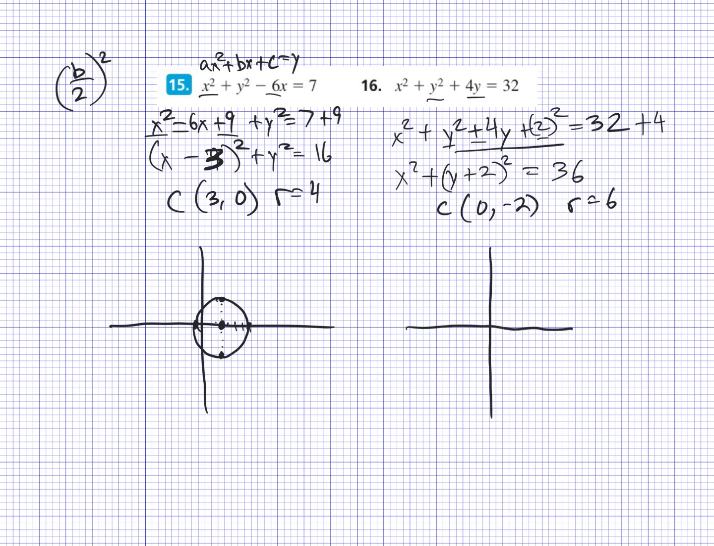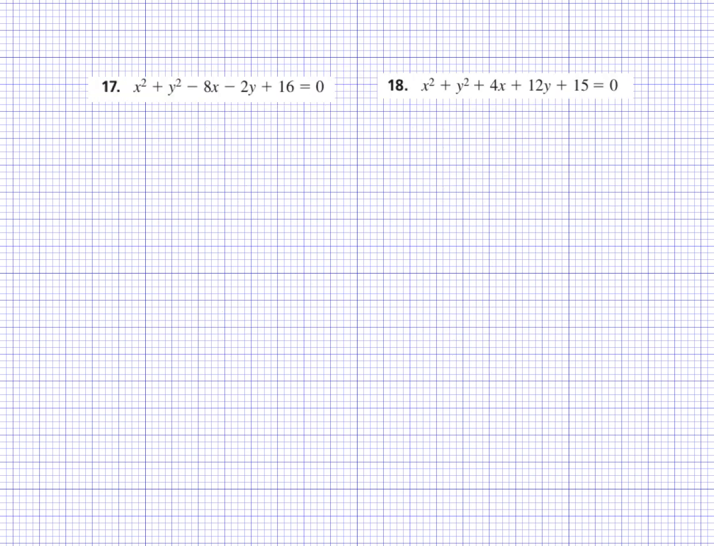So 0, negative 2, and our radius is 6, so count up and down and left and right 6. And then just complete your circle. And there's your graph. Number 17.